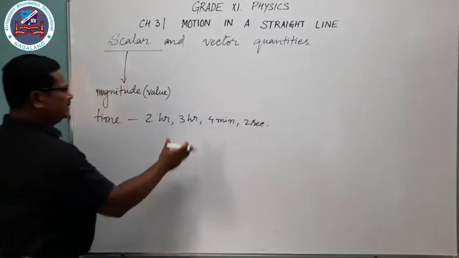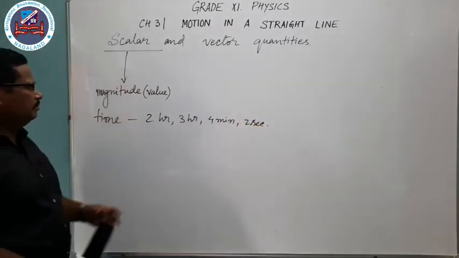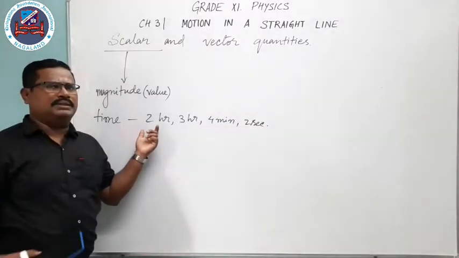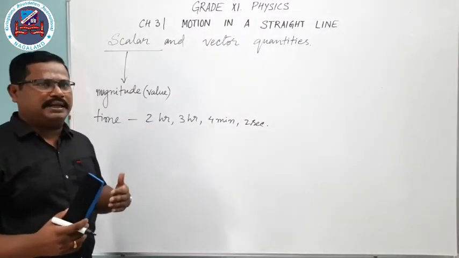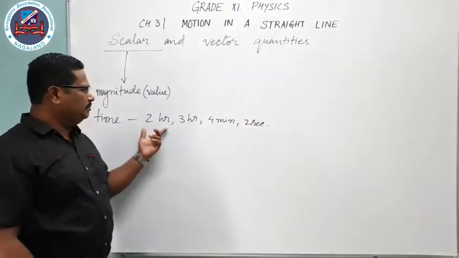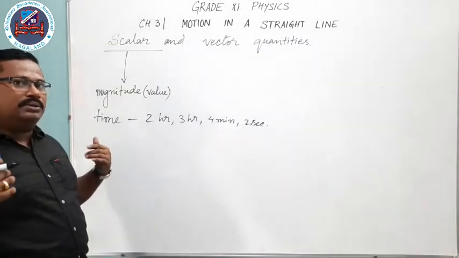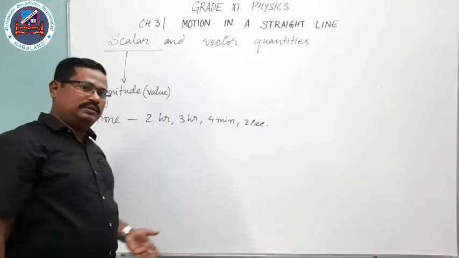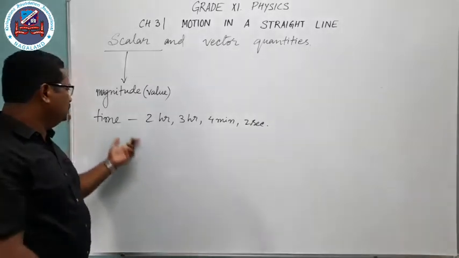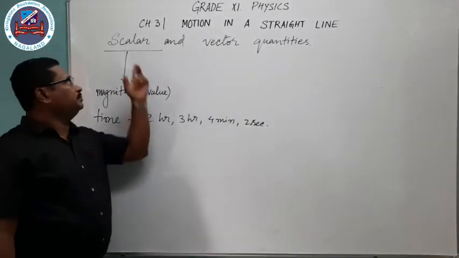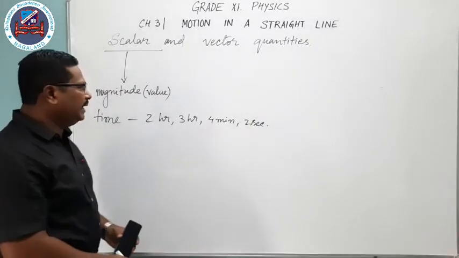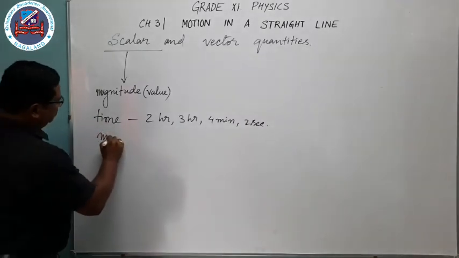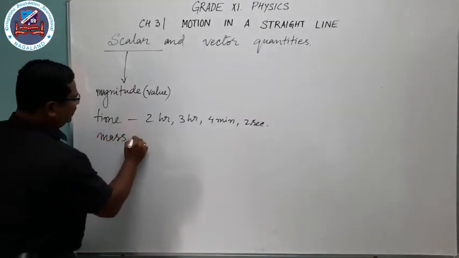So it does not show any direction. So time can be considered unidirectional. One side, time never waits for anybody. We say time and tide wait for none. The same thing here. It cannot go backward, it goes only forward, in one direction only, unidirectional. So time comes under the scalar quantity. Like length, mass, these are examples of scalar quantities.